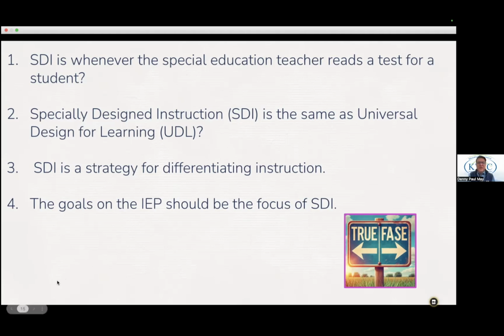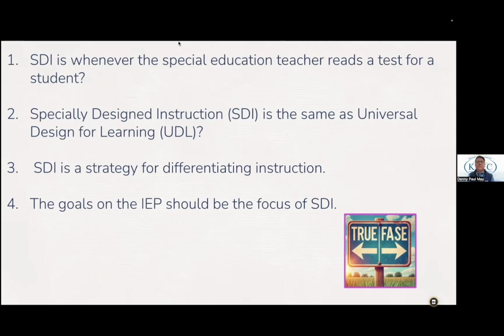And the goals on the IEP should be the focus of the SDI. Is that true or false? This is an important one. Yes. I'm starting to see the T's come in there. A lot of T's coming in. Good. So yes, the goals on the IEP should in fact be the focus of SDI.